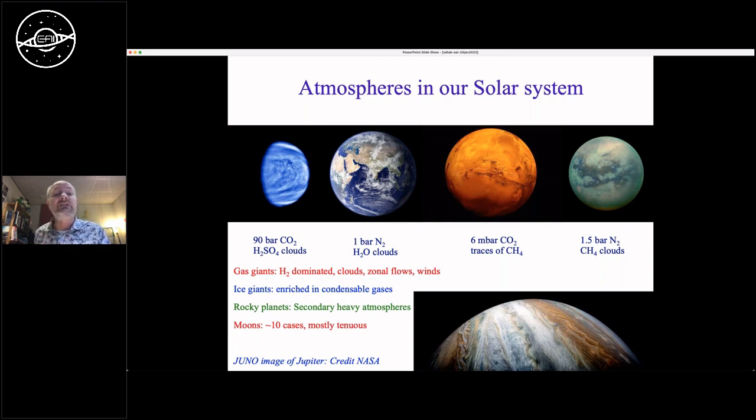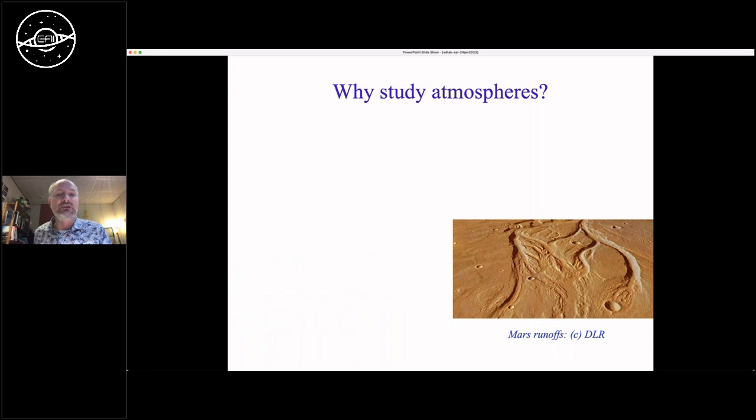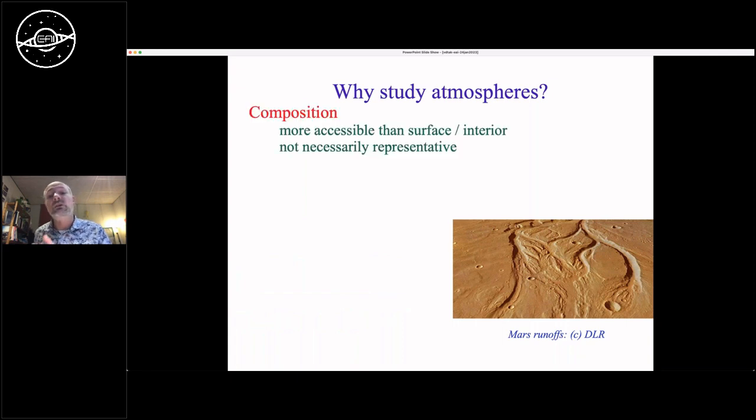So there's already a large variety in atmospheres in our solar system, and we can learn a lot from these atmospheres. Astronomers are very interested in atmospheres. Why is that? Well, of course, because you can learn about their composition. It's easier to study atmospheres because they're gas than it is to study planetary surfaces or interiors, right? You have to keep in mind though that the atmosphere is not necessarily representative. Take Earth as an example, right? Atmosphere is mostly nitrogen, but that doesn't mean that the Earth as a whole is mostly nitrogen.